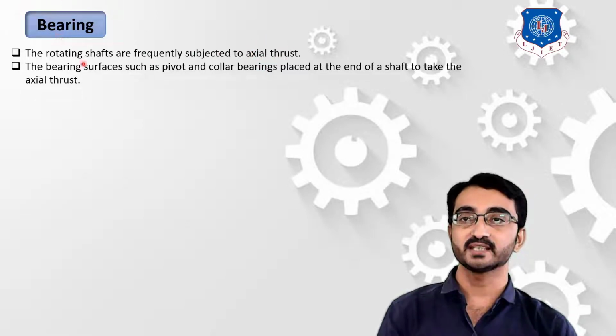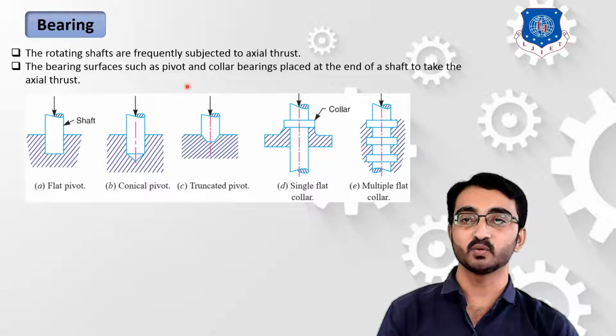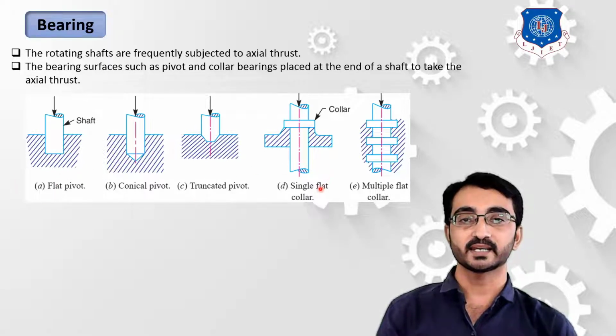These bearings mainly belong to two categories, that is pivot bearing and collar bearing. Let's refer to one of the diagrams over here. In this diagram you can see that the first three diagrams represent the pivot type of bearing, and the second two diagrams refer to the collar bearings.